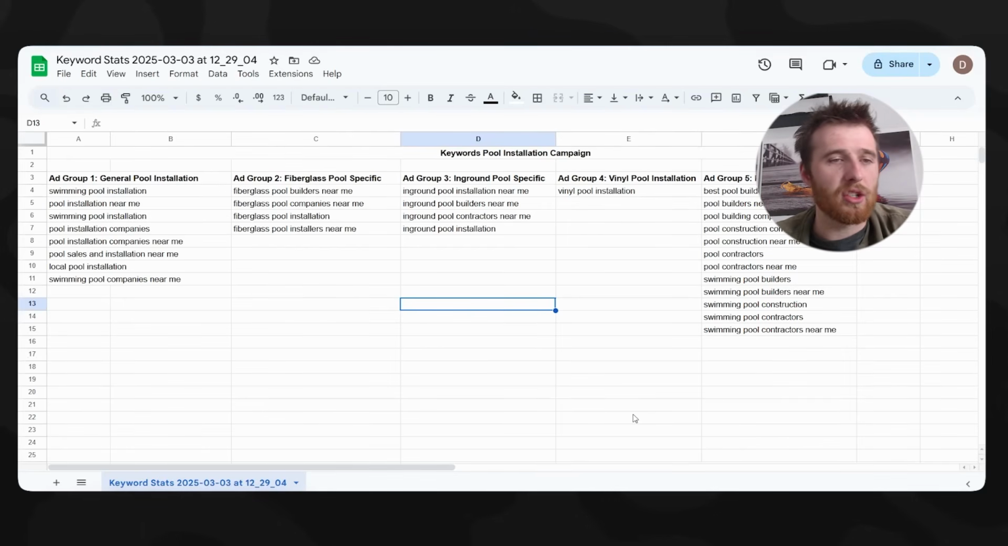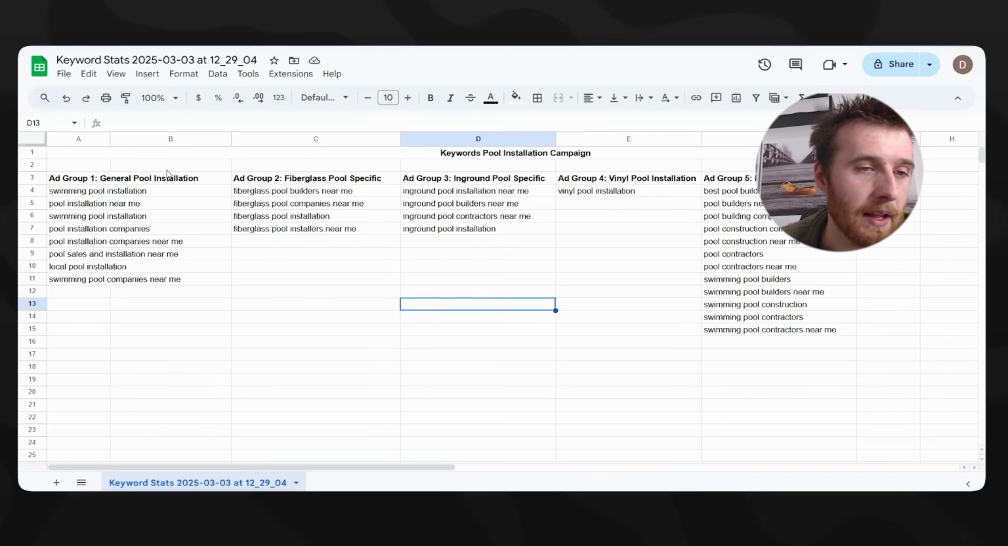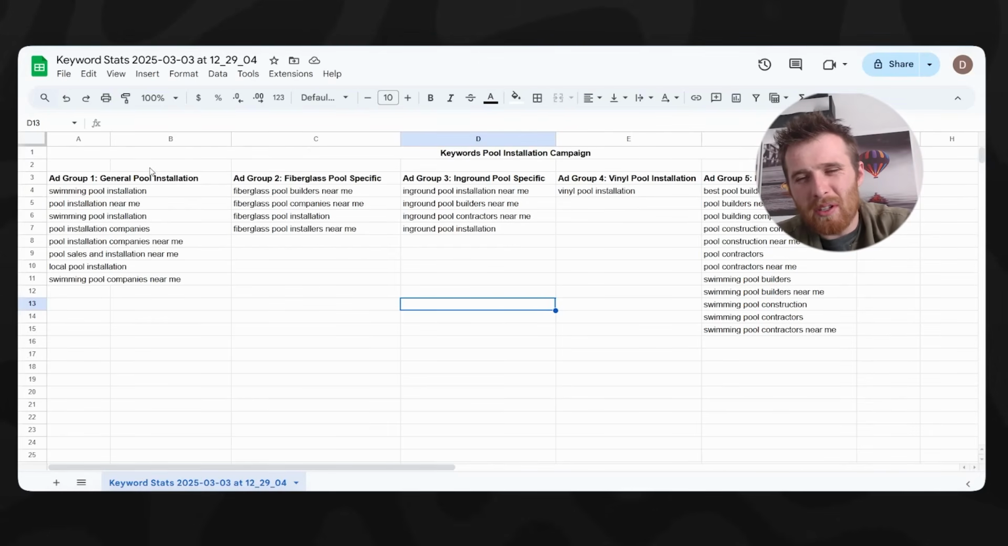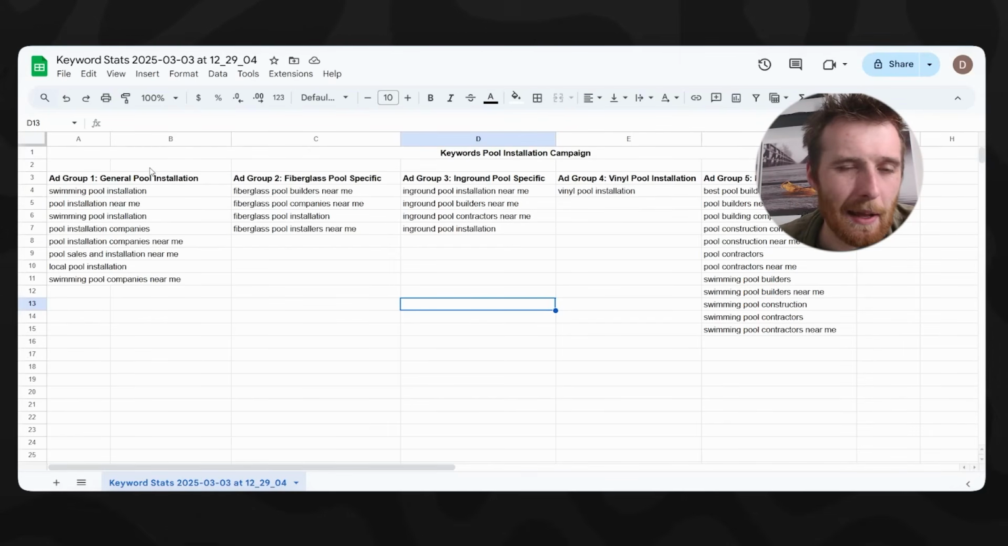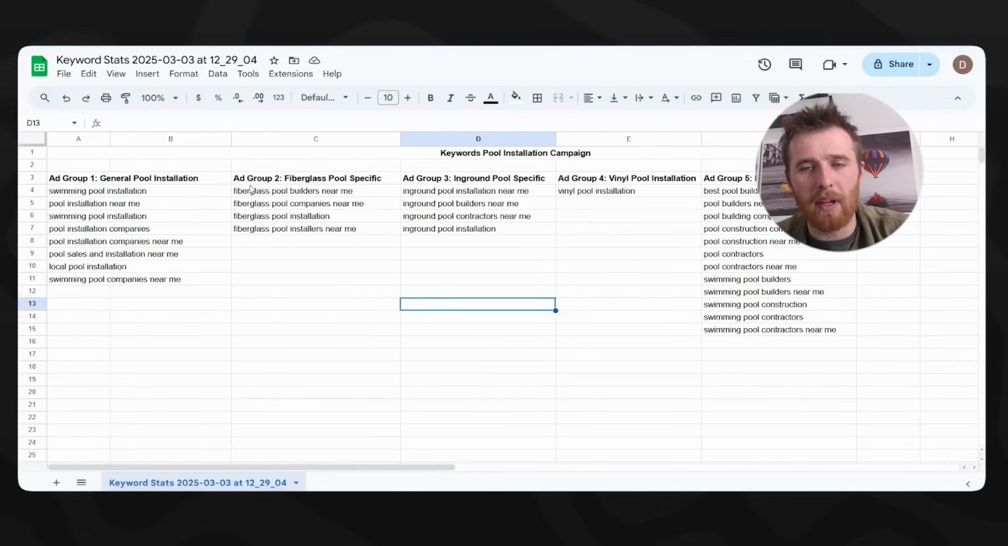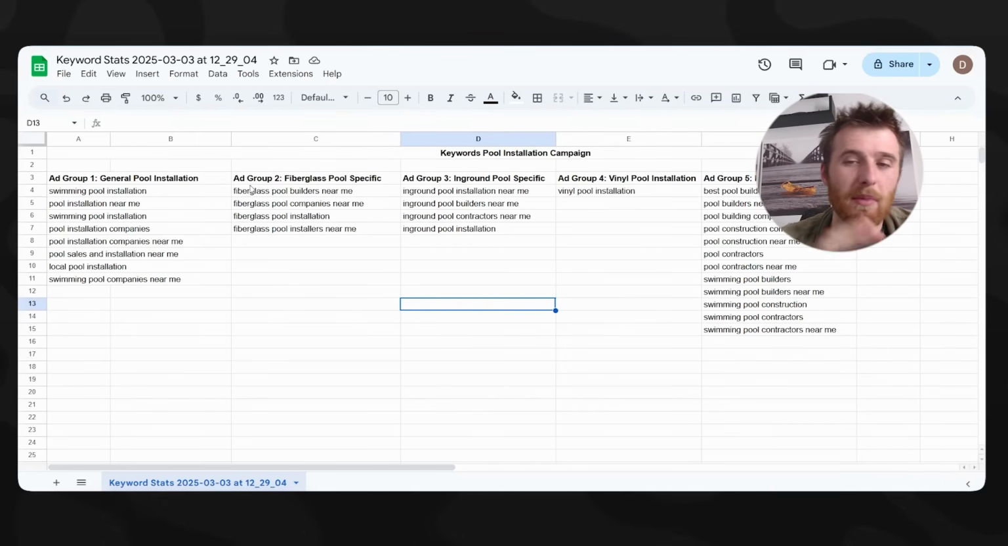What we're looking at is general pool installation, fiberglass pool installation, in-ground pool installation, vinyl, and then builders overall. And really, I think you could have probably combined the pool installation and pool builders, but I think there's a slight difference in intent there. I would check the actual results, see what's happening, and build the actual ad copy for them. I think just general swimming pool installation might be a little different than pool builders, just in the customer's and client's eyes. So the actual intent should have its own ad group.